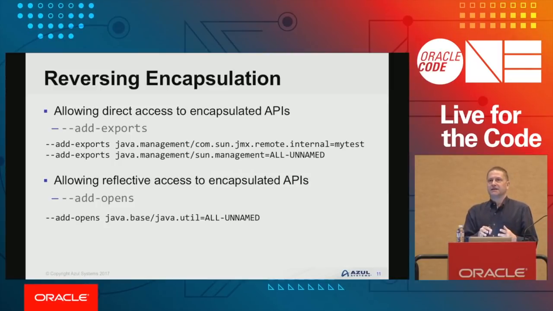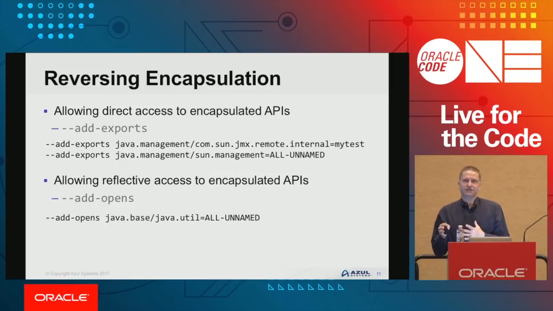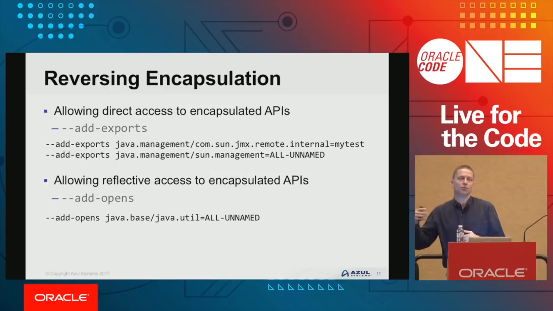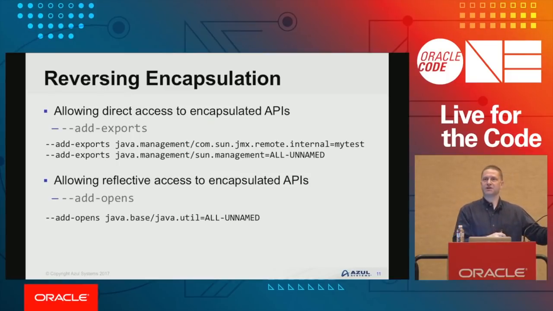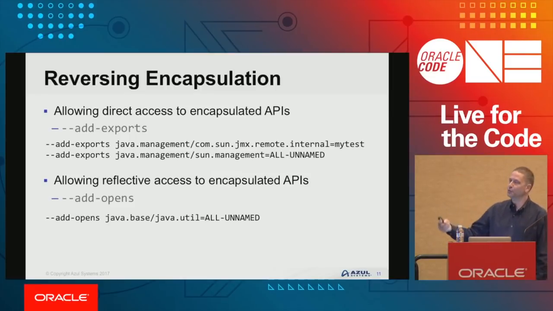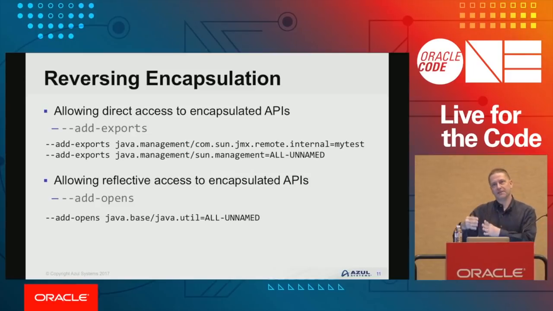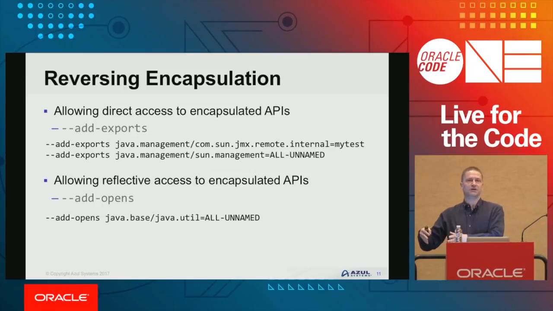The other way of accessing APIs that people use a lot in this type of environment is through reflection. So there's a separate command line option, add opens, which will allow you to make those APIs available for reflective access. So again, you can say add opens, java.base module, java.util, and make that accessible to all the classes on the class path. So if they want to use reflective access to that, then they can.